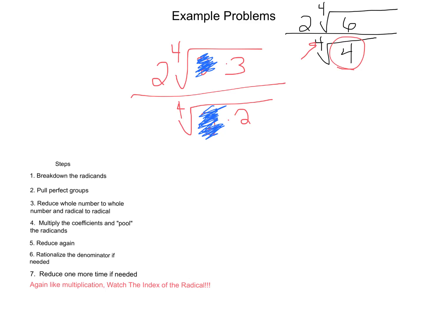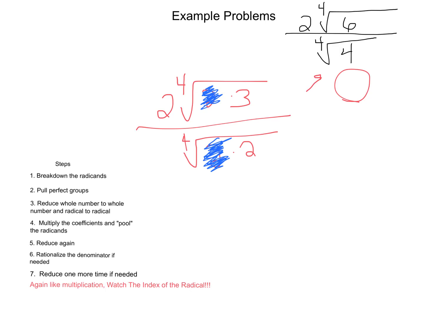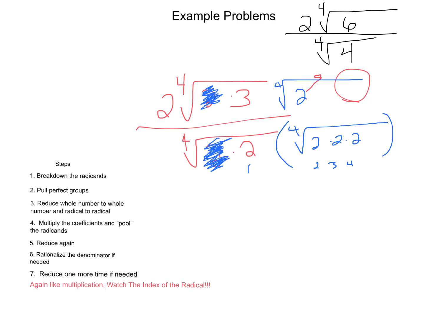Here's the fun stuff. I'm just going to grab this and move it down here. Don't mind the little circle on the right. Now again, think in terms of completing a group. Fourth root. I've got 1, 2. I need 2, 3, 4. I need 3 more 2's to complete a perfect grouping. So 2 times 2 times 2. 2 times 2 times 2. Okay? So now let's put this all together.